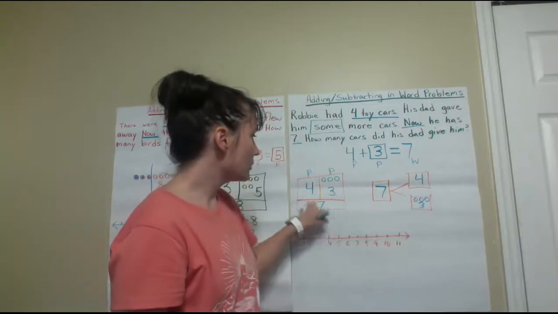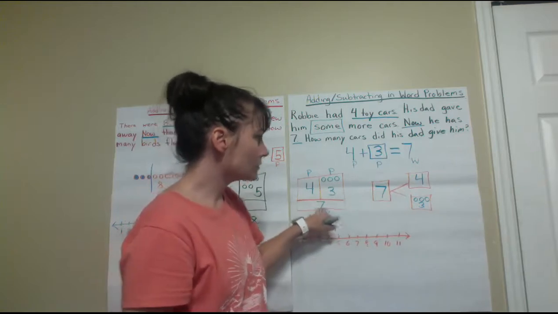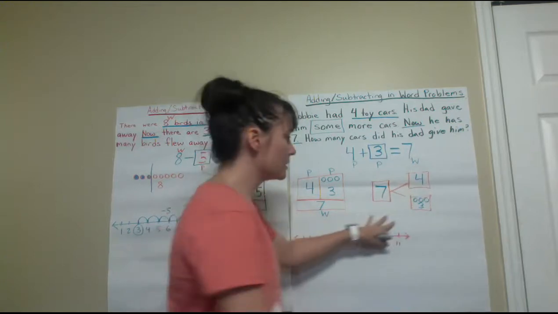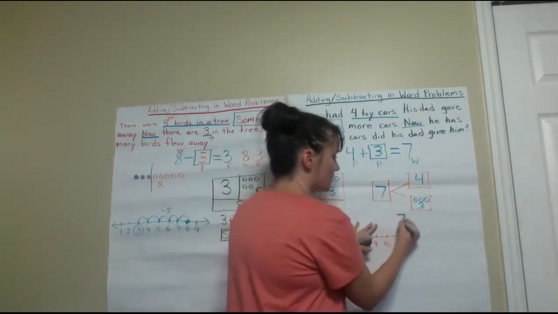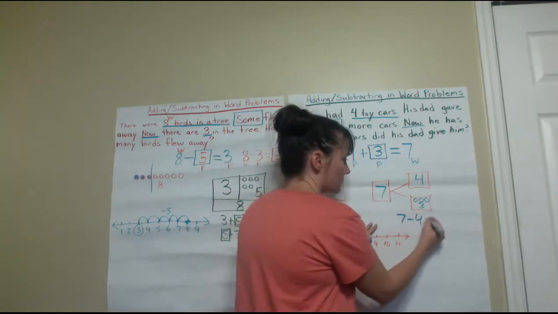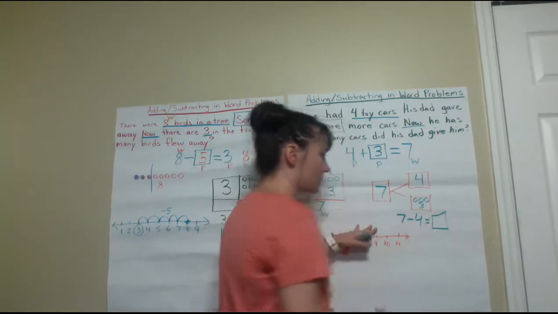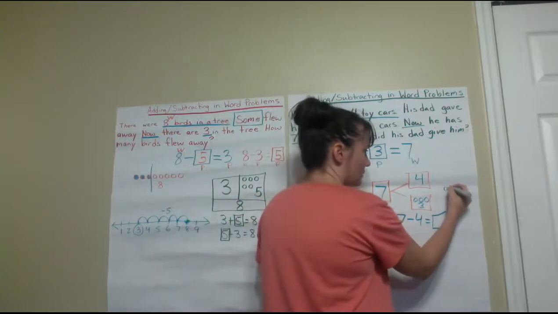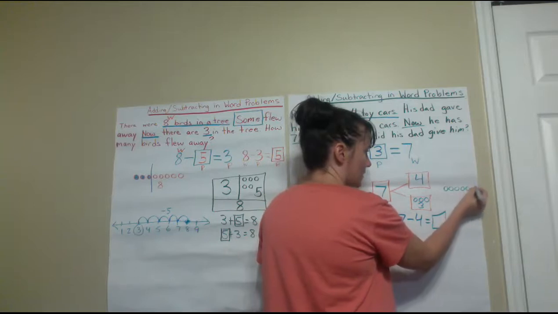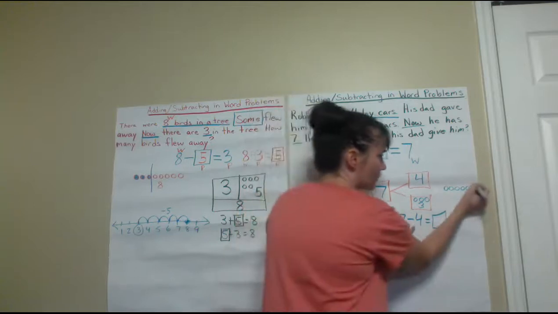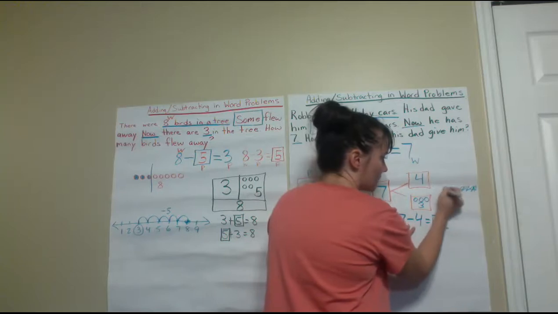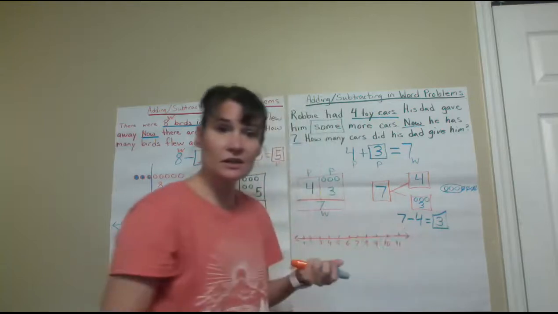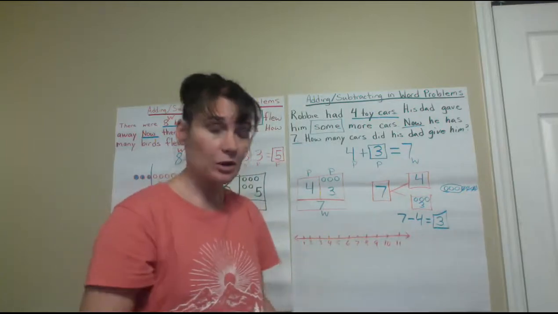Now remember, your parts go together to get your whole, but your whole can also minus a part to get the other part. So I could have thought 7 minus 4 equals my other part. I could show that with counters. I could draw 1, 2, 3, 4, 5, 6, 7. I can minus out 4. And that leaves me with 3. That's just another way that I could solve this problem.